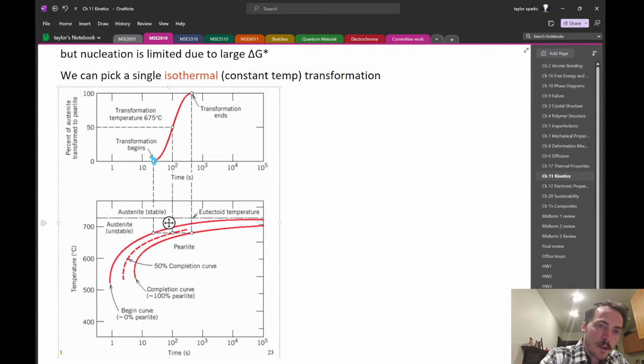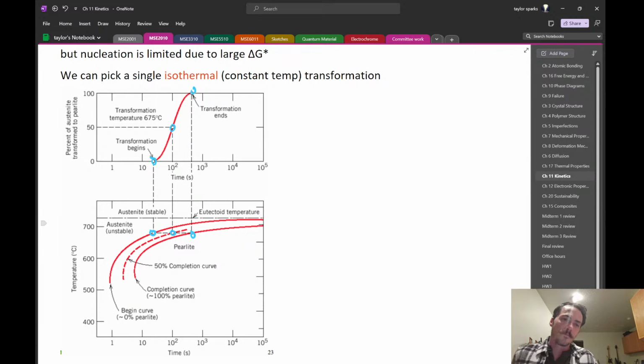So the transformation begins, and you can see that it begins. It finishes, and at the middle, it's transforming the fastest that it's going to transform. So if you were able to measure this sort of Avrami data at a bunch of different temperatures, right? This was taken at 675 C, so that's why they're plotting it right here at 675 C.